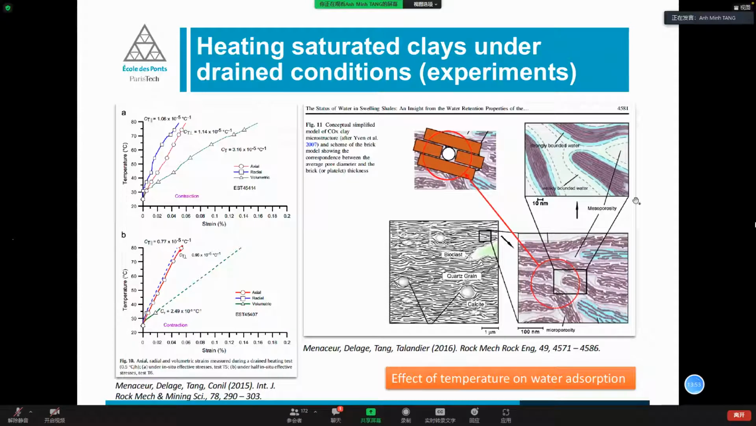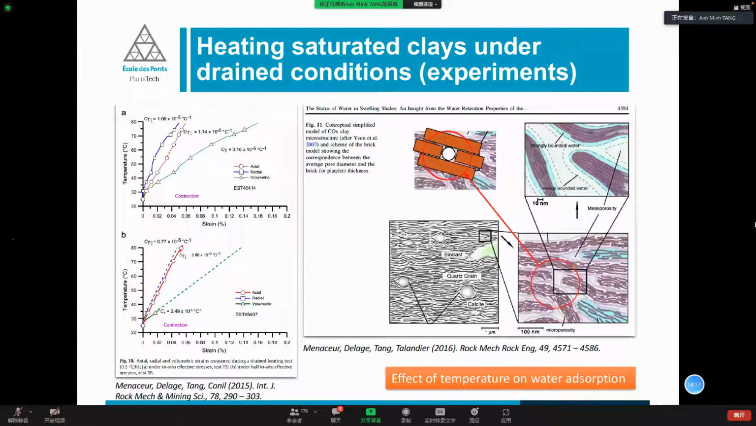So under stress, you can reduce the distance between the clay platelets, the clay layers here. So it decreases the distance between them, and so a small decrease in volume is induced. This is the main microscopic mechanism that explains the thermal contraction behavior of clay.